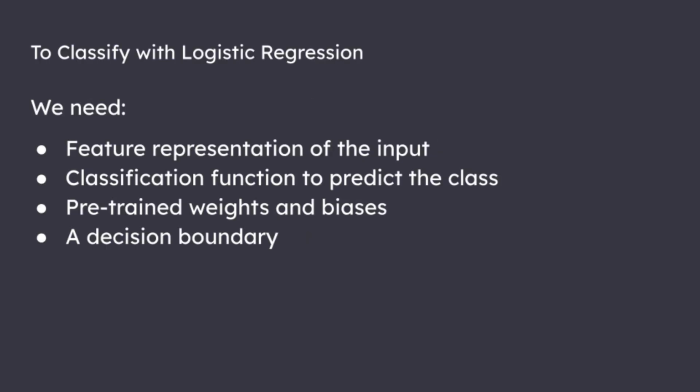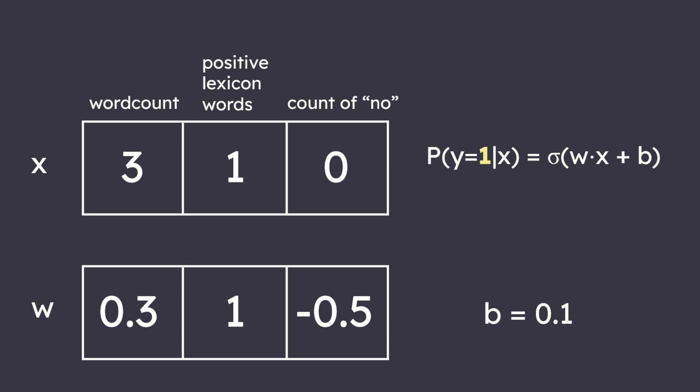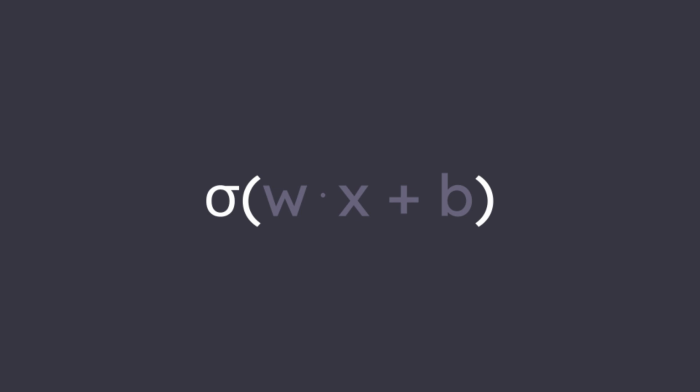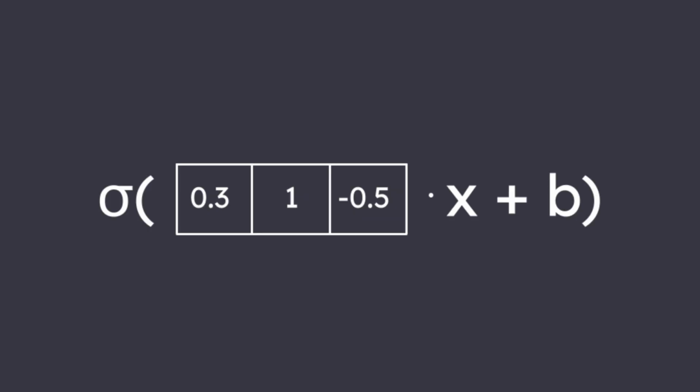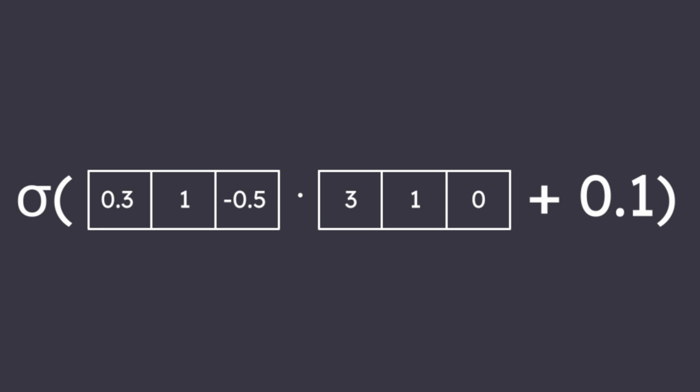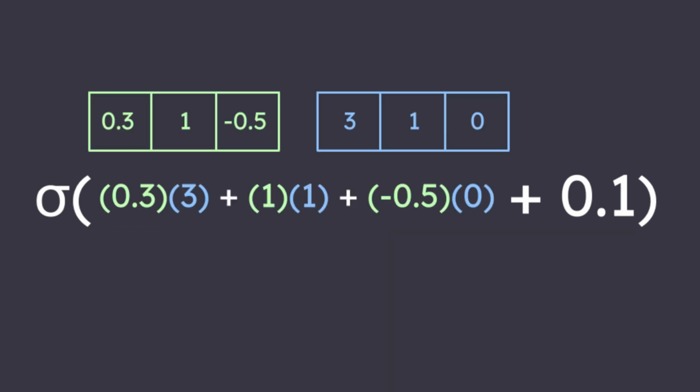Now that we have all of our requirements to classify with logistic regression, we can perform the actual calculation. Using all of the requirements we gathered, let's calculate the class. We know that to calculate the class, we need to use our neuron equation, which is the activation function, in this case sigmoid, applied to the weighted sum plus the bias. We can plug in the weights vector and the feature vector, as well as the bias. Now we can calculate the weighted sum using the dot product.